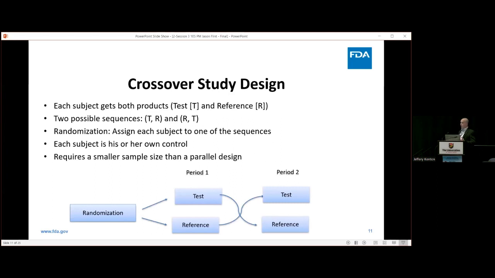So when I say crossover design, this is what that means. Every subject gets both products. They get both the test product and the reference product. There's two possible sequences. They may get the test product first and the reference product second, or vice versa. And then each of them are assigned to one of the sequences and then cross over. They're their own control, the subject. And typically this is a smaller sample size than if you were to do a parallel design. Okay, and so that's kind of drawn out here. I have a randomization scheme. My user goes to the test product first, and then to the reference product, or to the reference product and then to the test product.